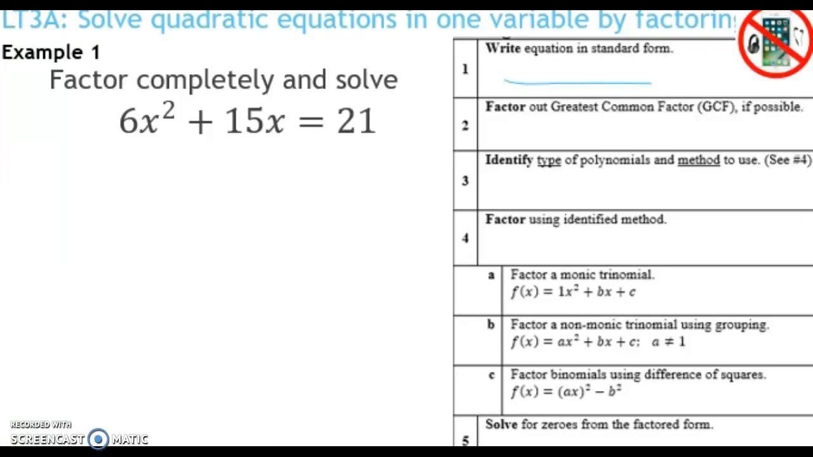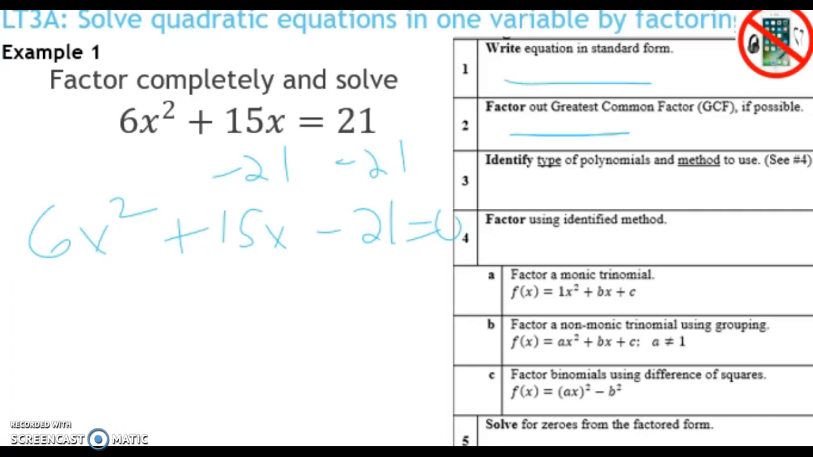Let's take a look at another example. We have 6x squared plus 15x is equal to 21. According to our success criteria, we need to see if our equation is written in standard form. It is not written in standard form, so we need to subtract 21 from both sides to give us 6x squared plus 15x minus 21 is equal to 0.